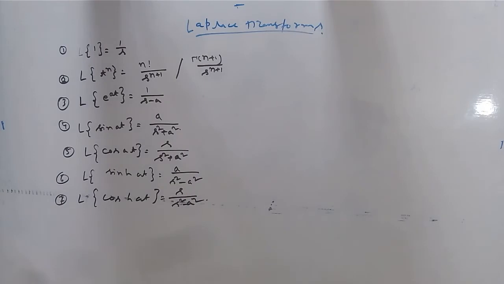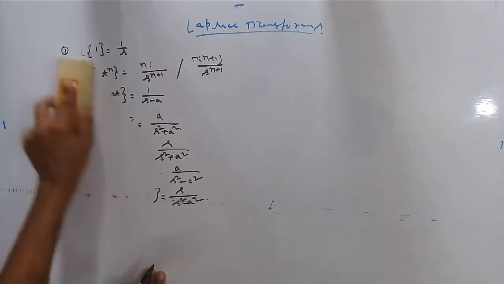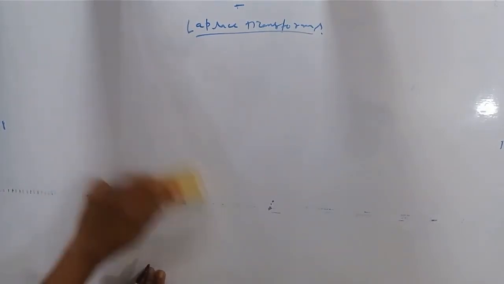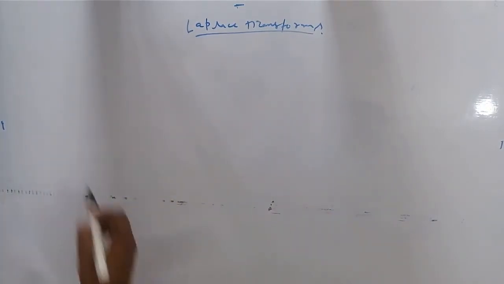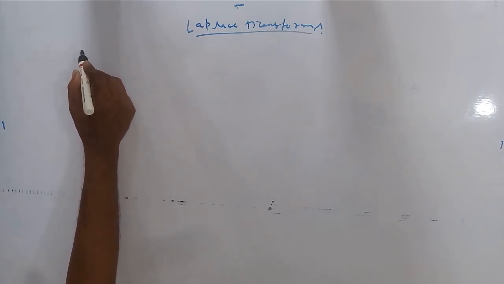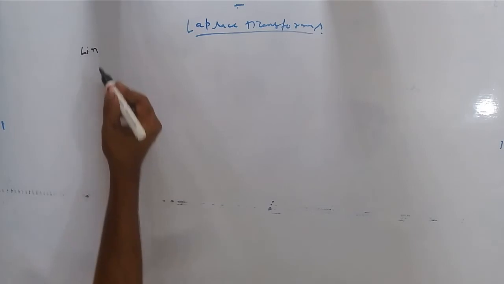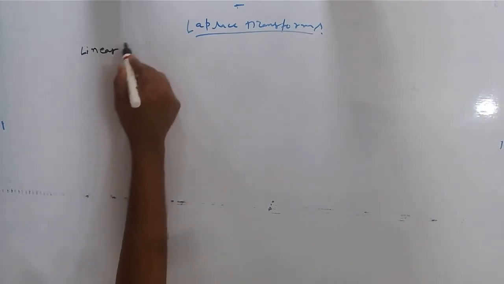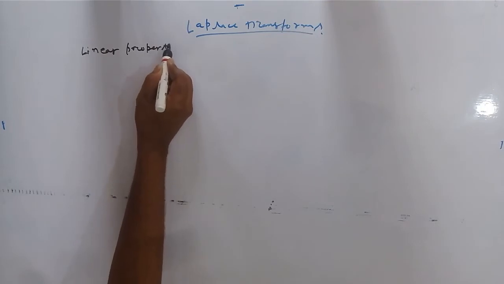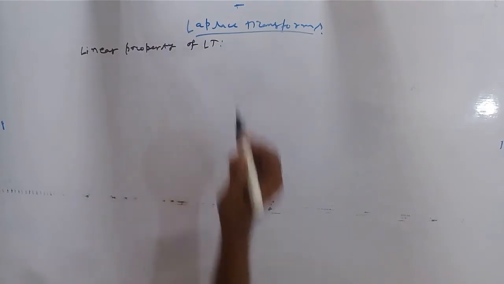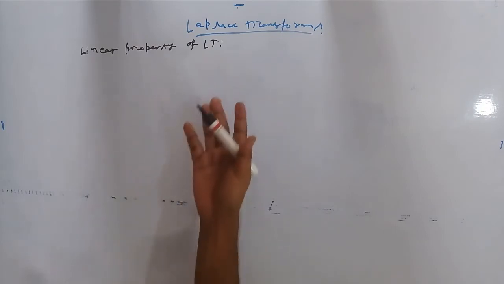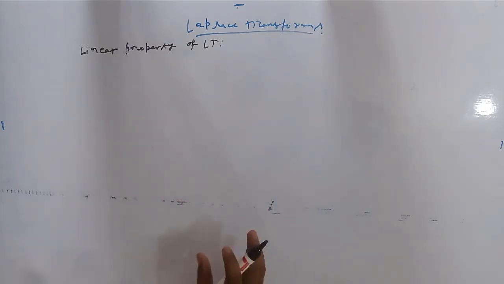Now we will discuss some properties of the Laplace transform which are very important to solve problems of Laplace transforms. So the first property is the linear property of Laplace transform, LT. L stands for Laplace and T for transform. I am not writing the full form.